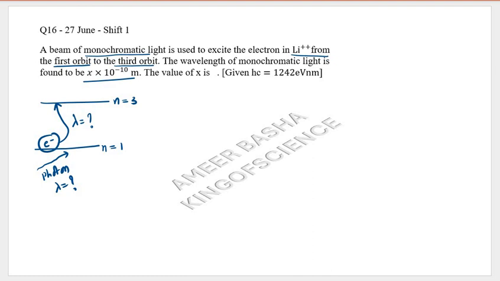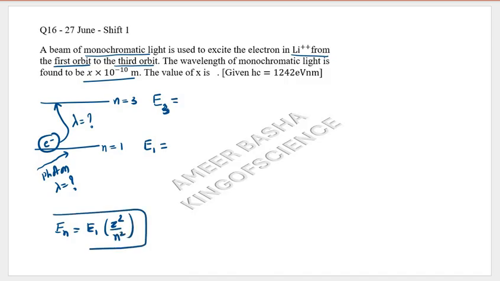For that purpose, first of all, you calculate the energy in the first state, that is the ground state, and in the n equal to 3 state. If I get these answers, then we can determine the difference. We know that the energy formula in the nth orbit is 13.6 multiplied by Z square by n square. Don't forget it is lithium. So what is the atomic number of lithium? Z equal to 3.